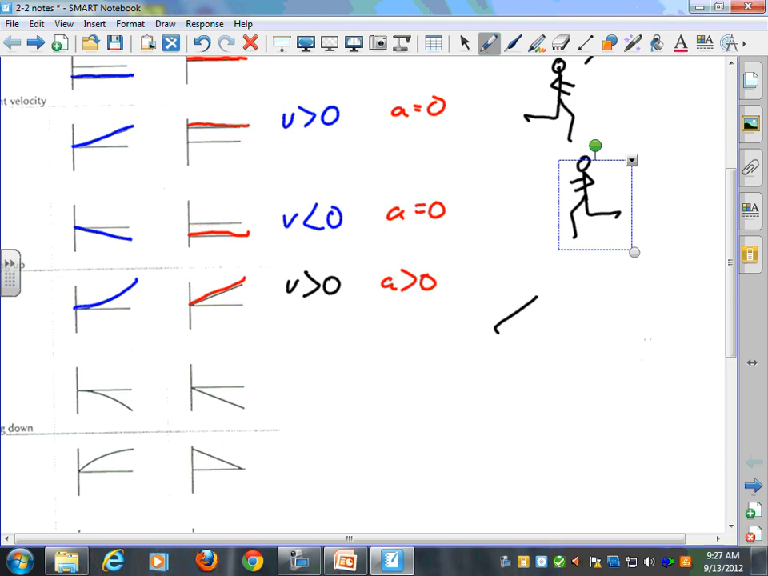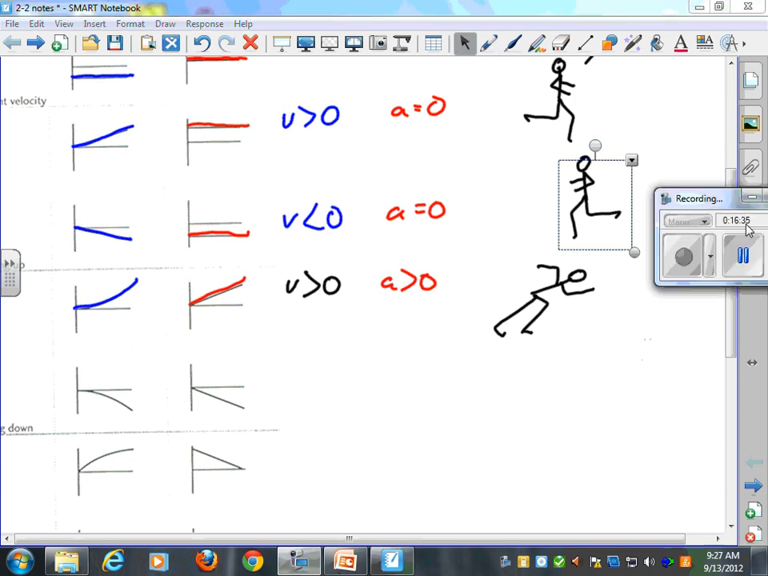Oh, I think I got the angle wrong there. And that's a very long lower leg. How's that? Speeding up to the right.